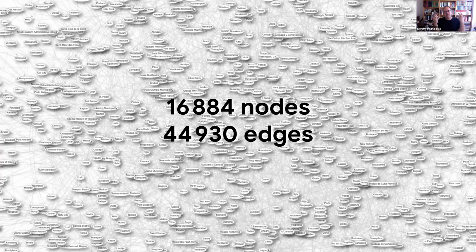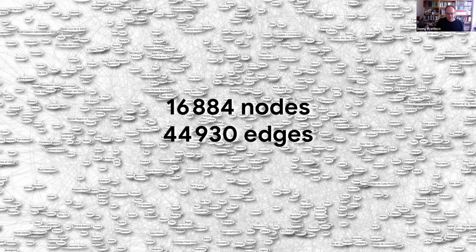And these are all cities connected through the twin administrative entity link. And in the end, in Wikidata, we have about 16,884 nodes being connected by almost 45,000 edges. So this is a pretty big graph now, describing all the different sister cities of the world.